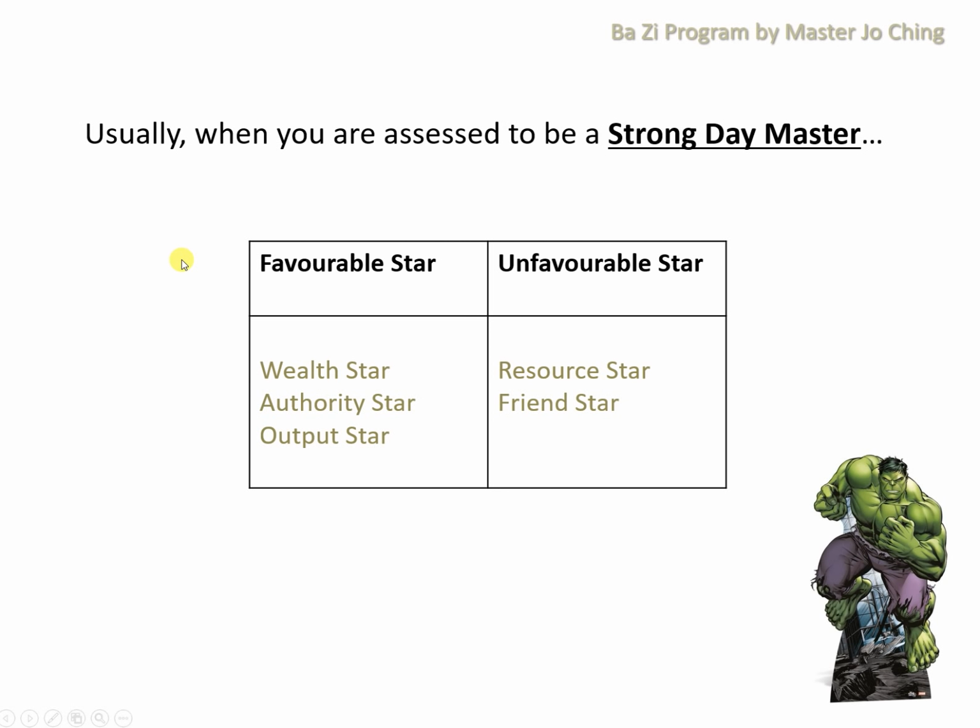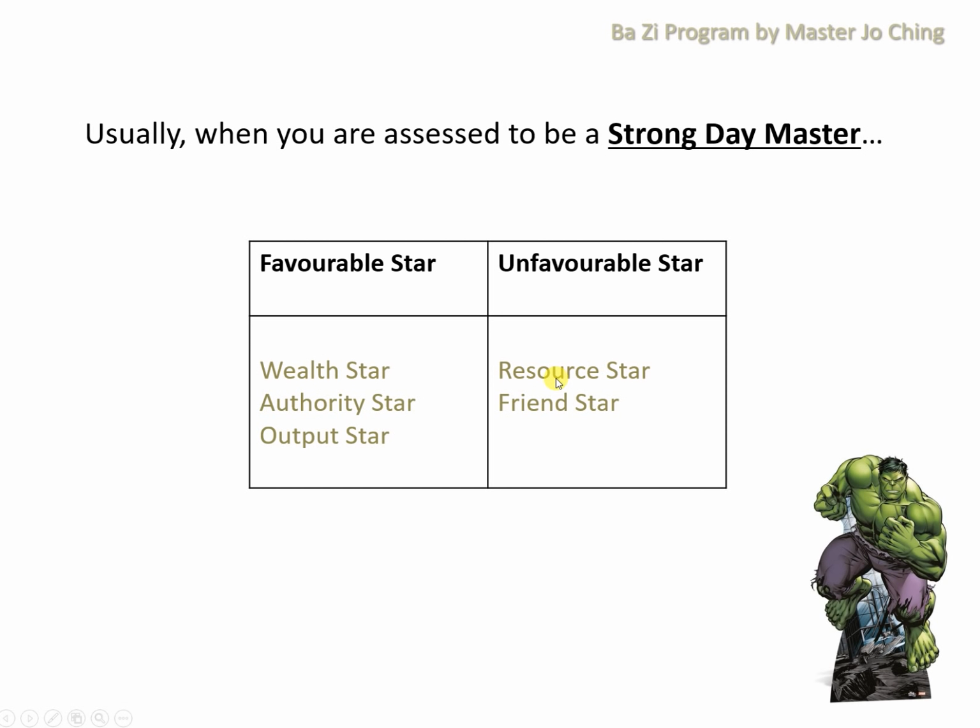So, talking about the 4 categories of day master strength. Okay, so usually when you are assessed to be a strong day master, okay, generally your favorable star will be wealth star. Why? Because it weakens you. Authority star weakens you. Output star also weakens you. When you are strong, remember, you want to be weakened. You do not wish to be further strengthened.